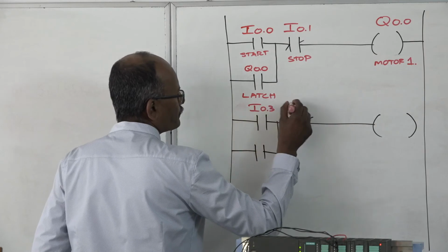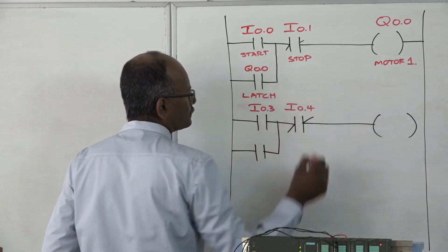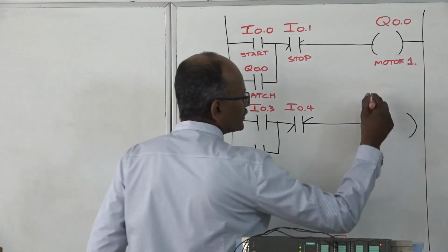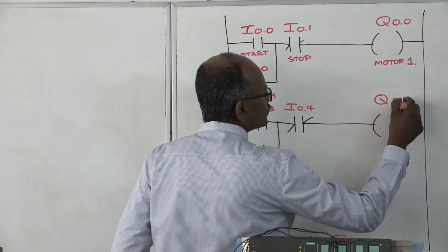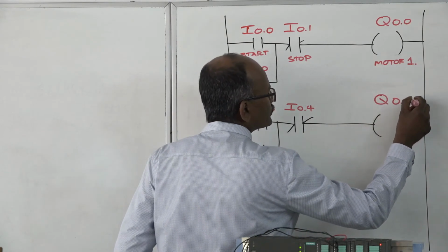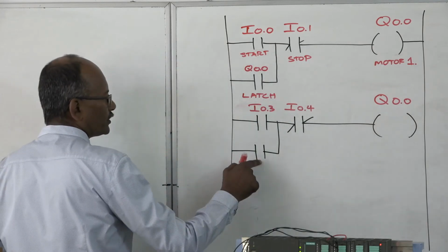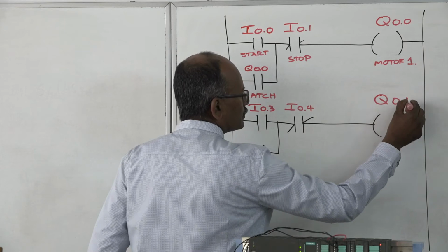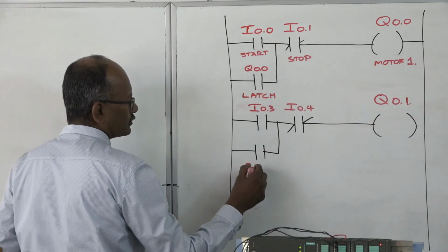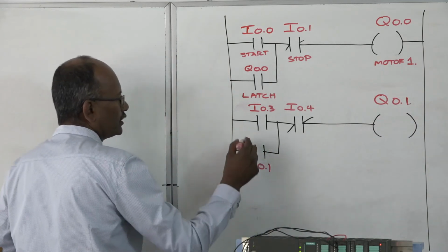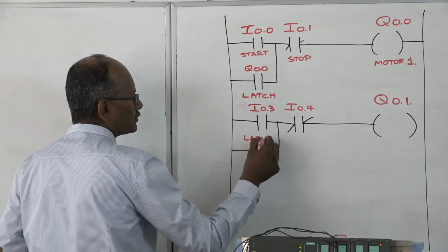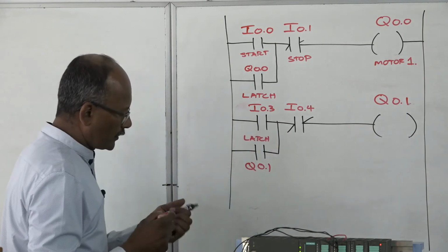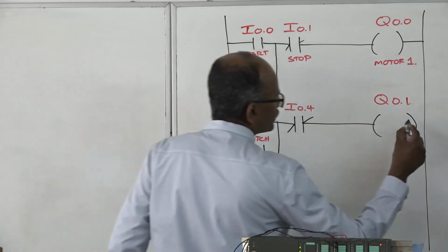I0.3, I0.4, okay, and we call this Q0.0. And we call this normally open, sorry, Q0.1. And we call this Q0.1, which is the latch. Okay, for this particular circuit.